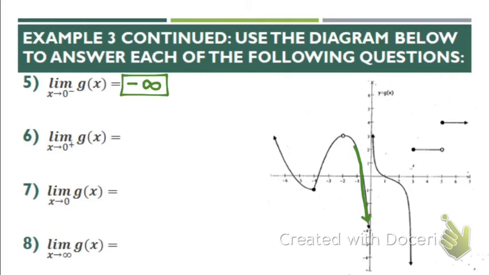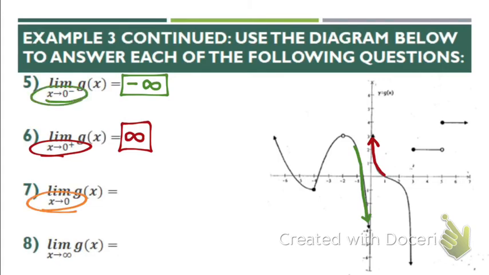What about number 6? Approach it from the right. As I approach 0 from the right, what do we have happening here? Goes up forever, so it's approaching positive infinity. So what about when I approach it from both sides? Does not exist.